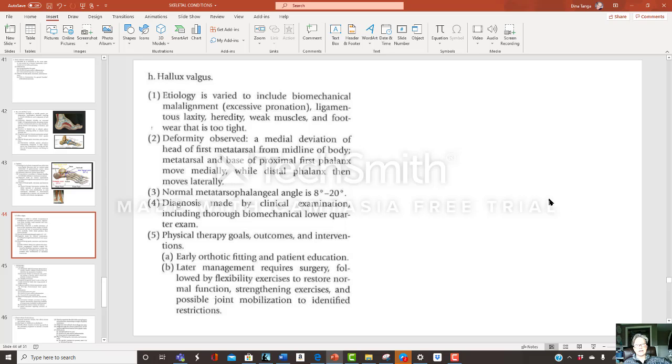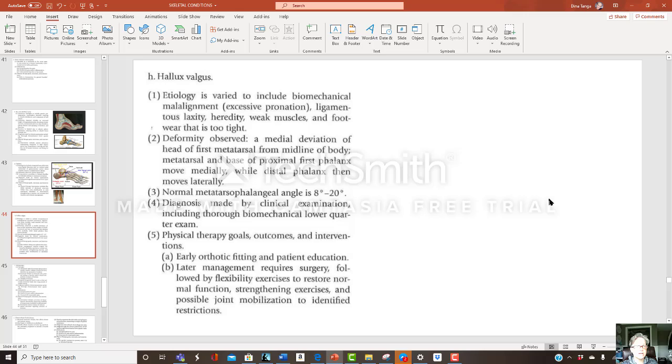Hallux valgus. Etiology is varied to include biomechanical malalignment, excessive pronation, ligament laxity, hereditary, weak muscles, and footwear that is too tight. Deformity observed, the medial deviation of the head of the first metatarsal from midline of body. Metatarsal and base of proximal first phalanx move medially, while distal phalanx then moves laterally. Normal metatarsophalangeal angle is 8 to 20 degrees.